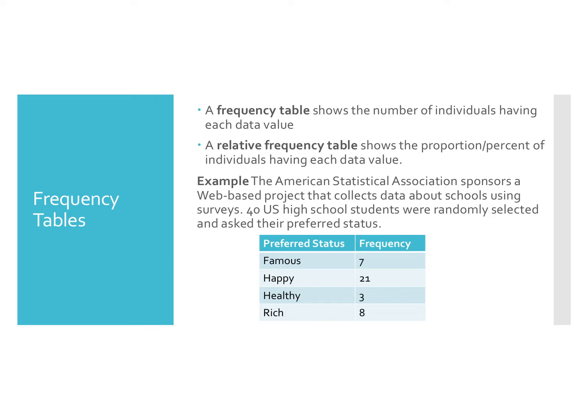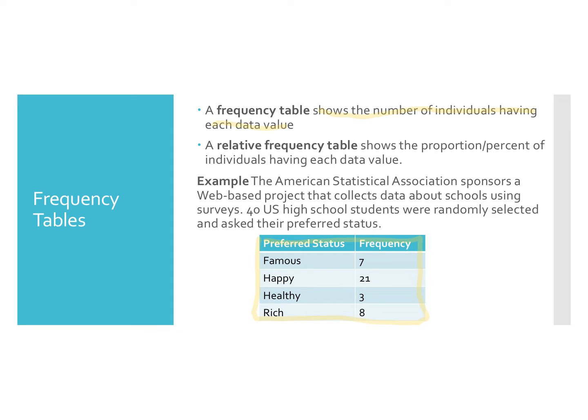A frequency table shows the number of individuals having each data value. So for example, this table down below, the preferred status, I guess life status: famous, we had 7 people respond. They wanted to be famous. Happy, 21, healthy, 3, and rich, 8.